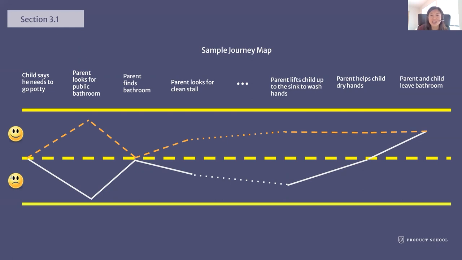Now, take a look at the last few steps. Something as simple as washing hands can be very challenging for parents of young kids. Because most sinks are at an adult height, parents have to lift up their kid and hold them with one arm while turning on the faucet with the other so that their kids can wash their hands. Now, this can be even more challenging when the soap dispensers are placed far away from the sink. From a design and product perspective, something as simple as creation of a step stool beneath the sink and a soap dispenser that's closer to the sink can be a huge relief to parents.